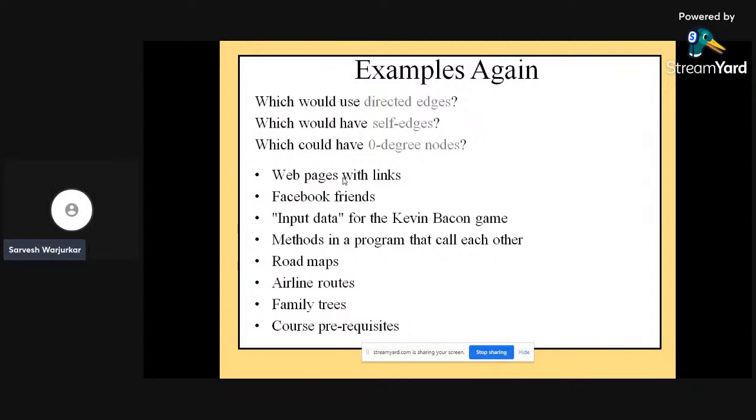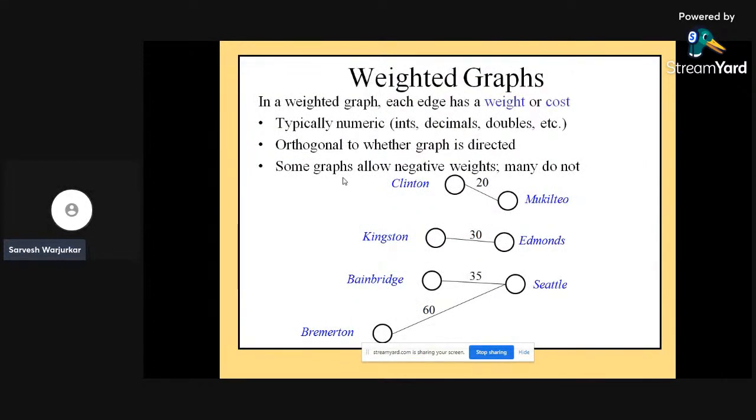There are graphs which use directed edges, and which have self edges. Self edges, I can definitely say, appear in NFA. When we cover the topic related to theory of computation, an NFA majorly has that self loop, called a self edge. So these are the various examples that we have already seen.